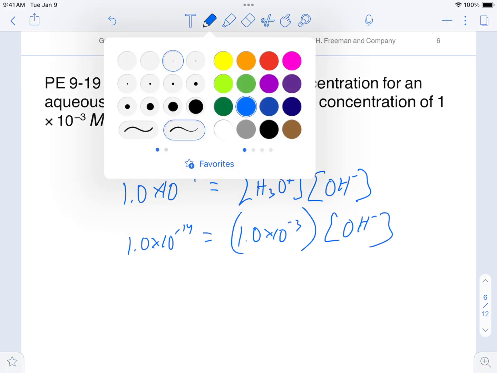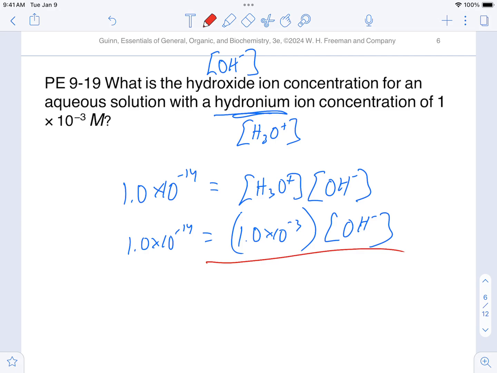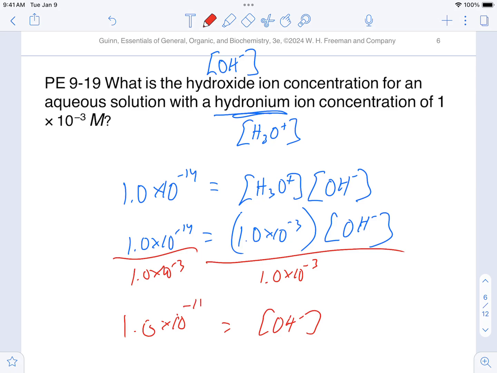So using basic algebra here, I'm just going to divide both sides by 1.0 times 10 to the negative third. And I will get my answer of 1.0 times 10 to the negative 11th. And you can use your calculator for that, or if you're good, you can divide your bases. So 1 divided by 1 is 1, and then subtract your exponents. So negative 14 minus a minus 3 is negative 11.